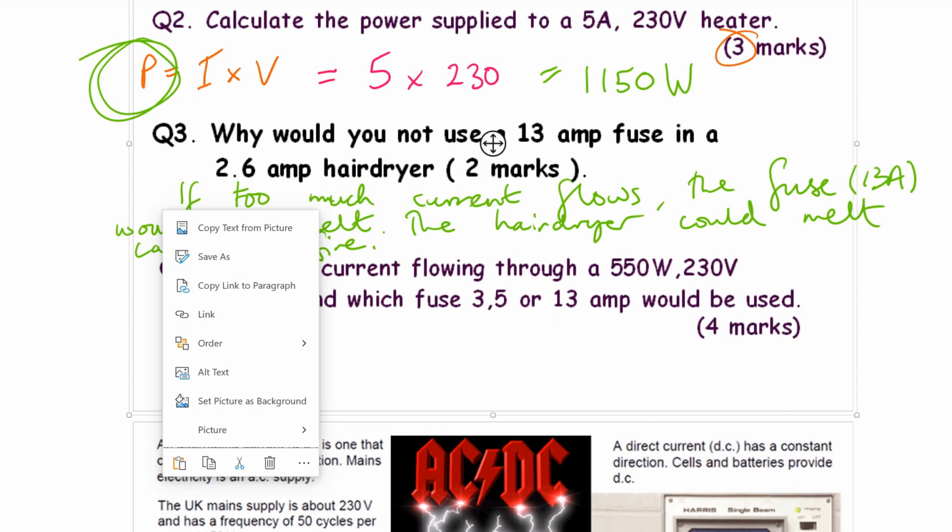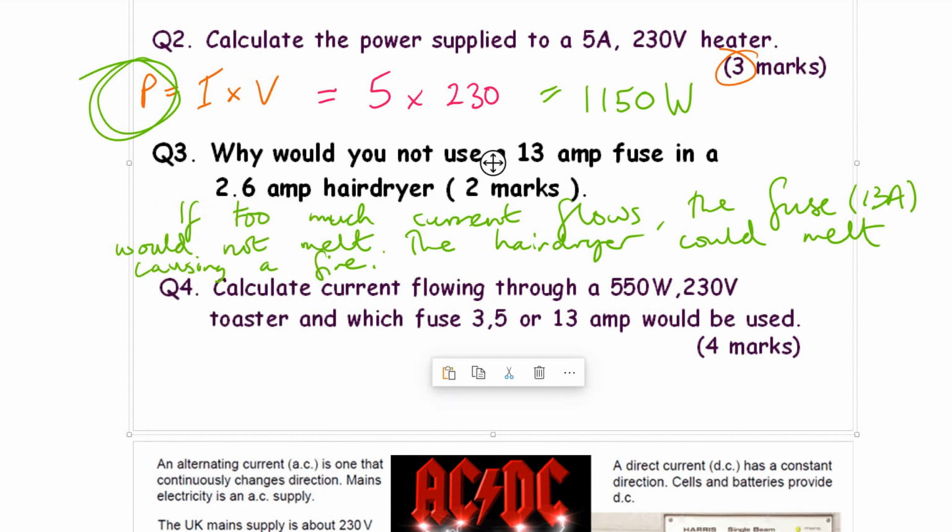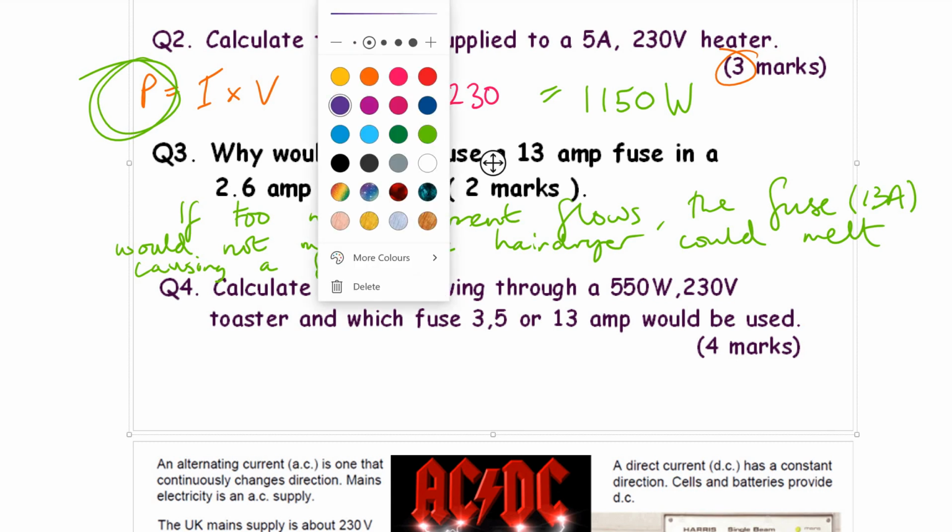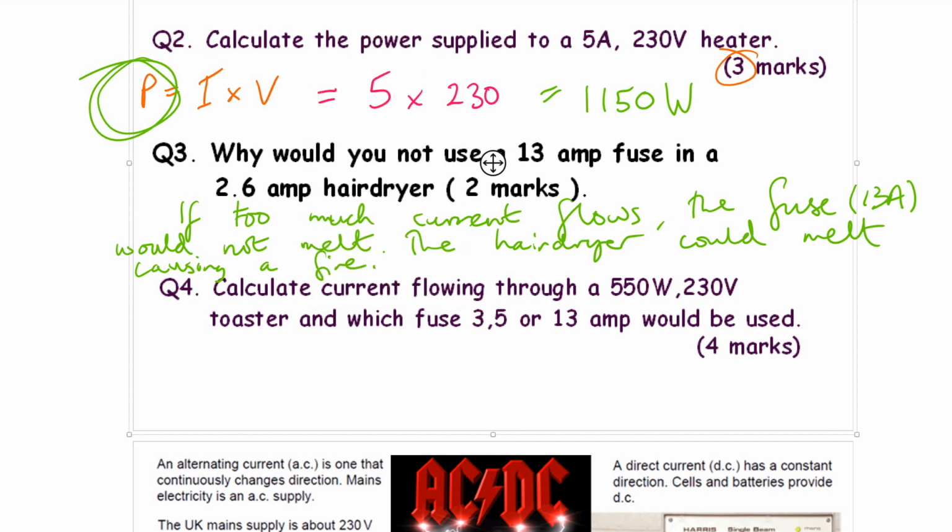And then question 4. Calculate the current flowing through the toaster and which fuse would you use? Well, higher tier, you'd have to be able to rearrange the equation. Foundation, the equation rearranged would be given to you. That's the equation.